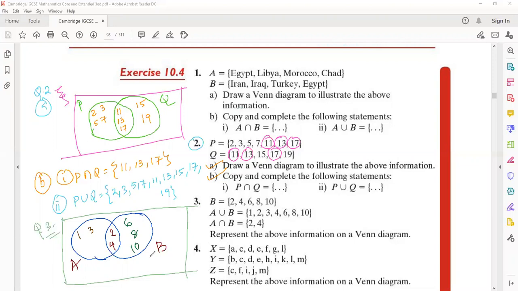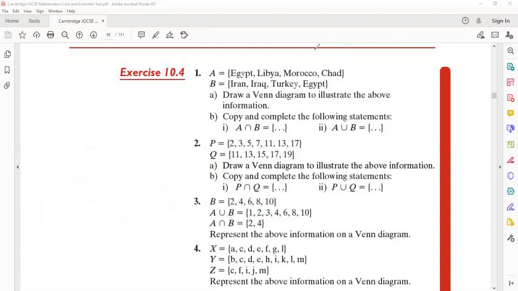No. So A union B, let's check now. A union B is 1, 2, 3, 4, 6, 8 and 10. Yes, it is matching. Now A intersection B is also 2 and 4. Yes, it is matching. And now check for B. B is 2, 4, 6, 8, 10. Yes, correct. So you understood how to do this one.